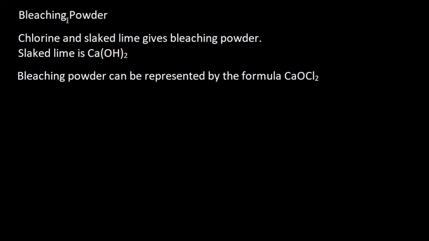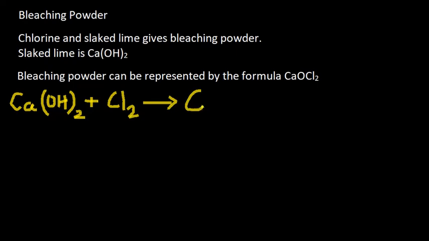Now, the action of chlorine on slaked lime can be represented by this equation. Ca(OH)2 plus chlorine gas gives CaOCl2, that is bleaching powder, and water. Now this is already a balanced equation, so we don't need to do anything further.